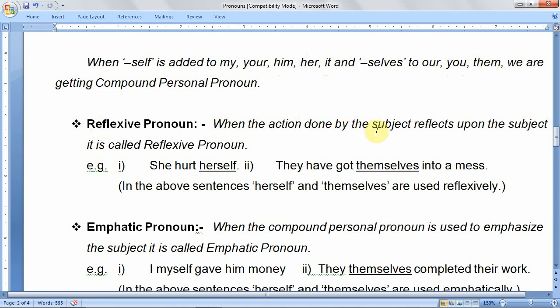Reflexive pronoun: when the action done by the subject reflects upon the subject, it is called a reflexive pronoun. Example: She hurt herself. Here, herself is for this girl or lady, for this subject. They have got themselves into a mess. This "themselves" is specially for the subject, they. That's why it is called a reflexive pronoun. In the above sentences, herself and themselves are used reflexively, meaning specially for the subject.